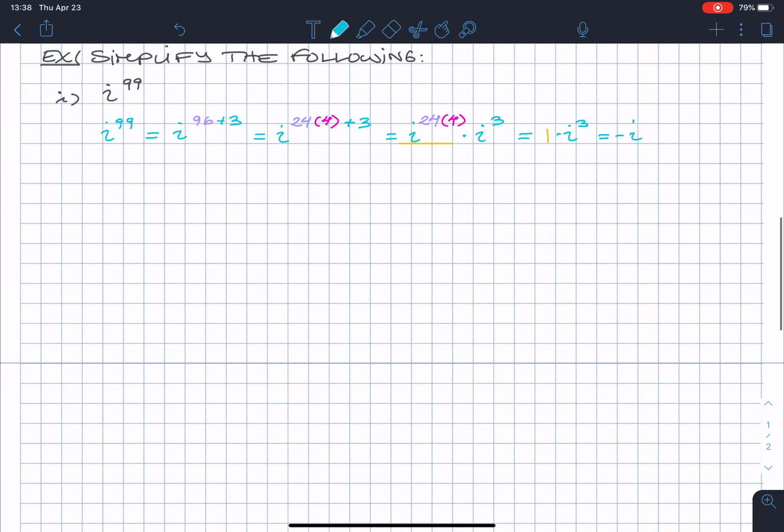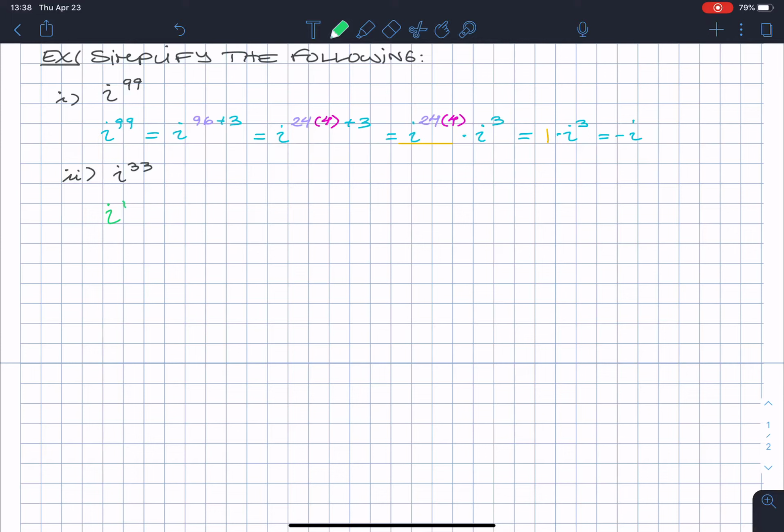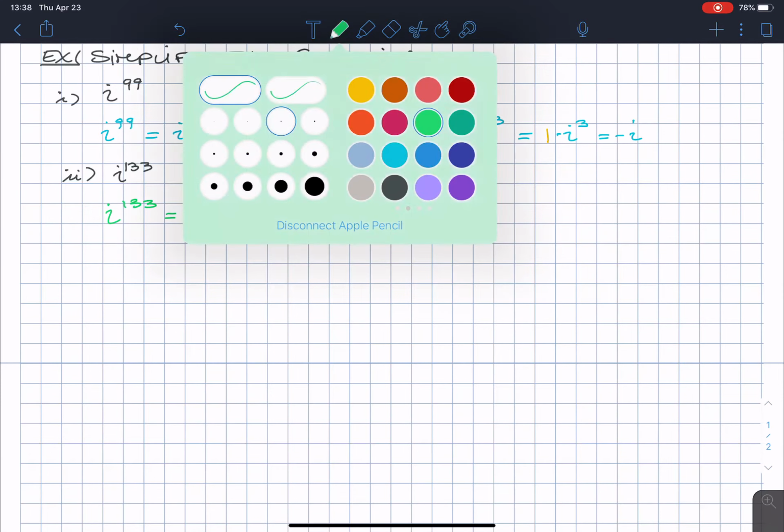Okay, let's do another one. Number 2, what shall we do for number 2? Let's do i to the 133. Okay, so we have i to the 133, not 33, 133. Let's make it a bit more difficult. So I'm looking for a multiple of 4 there. Well, let's see, 4 goes into 12, so that's 120. And if I add 8, that's 128. So it should go into 132, right? Okay, so I'm going to write this as i to the 132 plus 1.